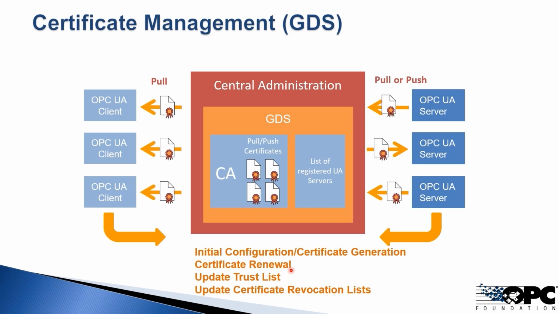So in all these cases, as with the previous discussion about the GDS, for a client or a server to use the central administration for certificate management, it has to be built with that capability involved. We don't mandate the use of certificate management this way. Vendors can choose to implement certificate management however they want in OPC UA applications. However, it's strongly recommended that this mechanism using the certificate management interfaces of the GDS is used for this purpose.